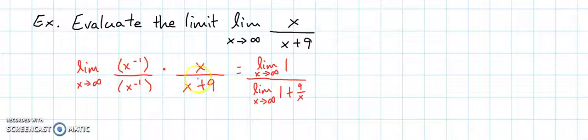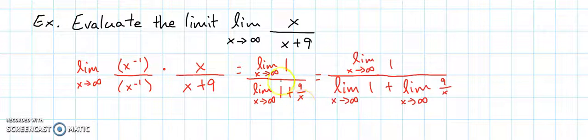X to the power of negative 1 multiplied by x just becomes 1, and x to the power of negative 1 multiplied by x plus 9 becomes 1 plus 9 over x. Using the quotient rule, we can then separate the numerator from the denominator and write it as the limit of 1 when x approaches infinity divided by the limit of 1 plus 9 over x as x approaches infinity.